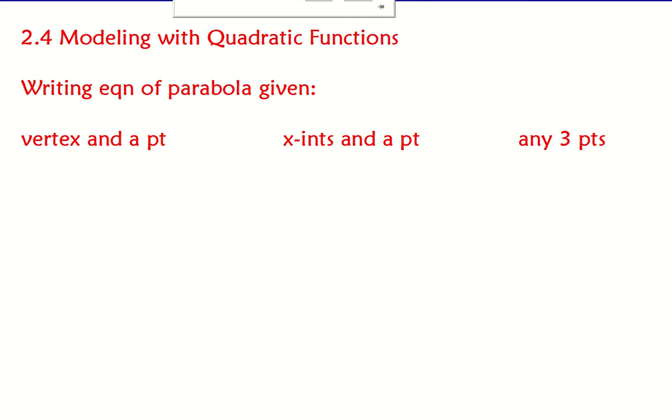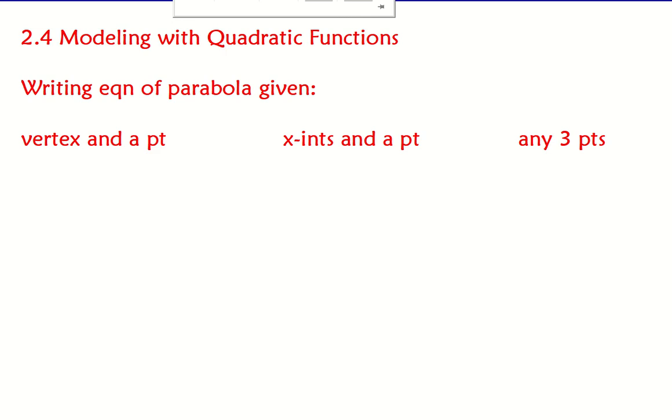So modeling can mean story problems. Modeling also can mean finding the equation from the graph or finding the equation from a table of data. So we want to be able to, in this case, write the equation of a parabola given either a vertex and a point, or the x-intercepts and a point, or any 3 points on the parabola.